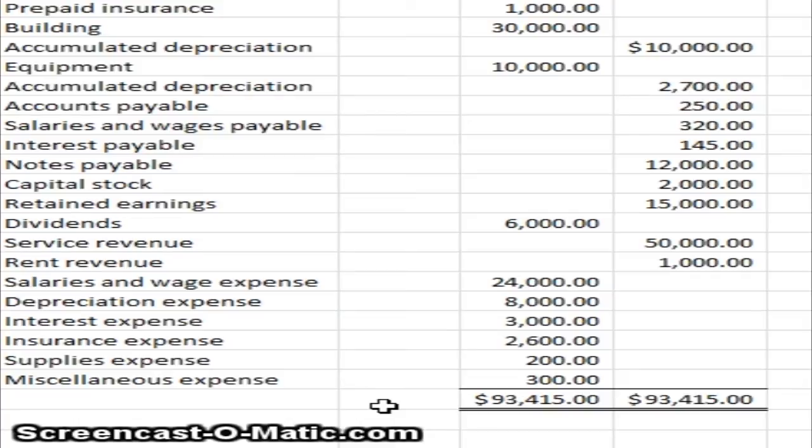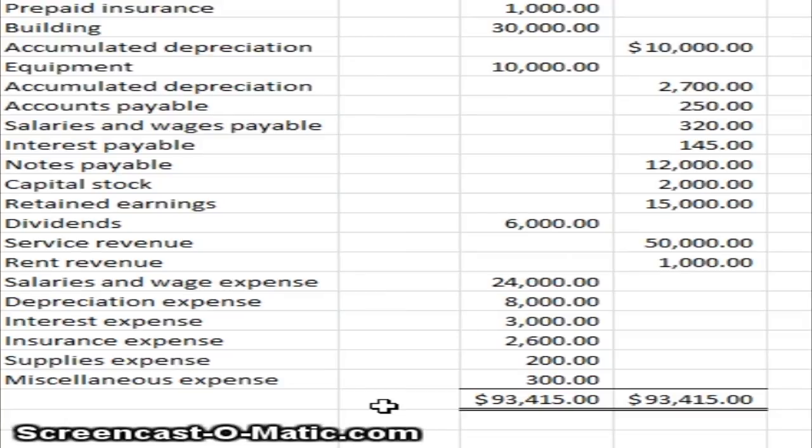It does not, however, prove that all of our numbers are correct or that we are free of any type of misstatement or error. But it does tell me that all of the debits equal all of the credits. It wouldn't tell me, for instance, if we debited and credited the wrong account. It wouldn't tell me if we used the wrong amount. As long as we used it in both the debit and the credit side, then they're still going to equal.